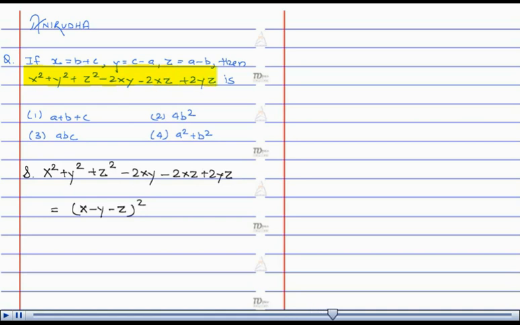Now substituting the value of x, y and z in the expression, we get it as b plus c minus c plus a minus a plus b whole square. Cancelling the terms, we get the expression as twice b whole square or 4b square. Therefore our answer is option number 2.